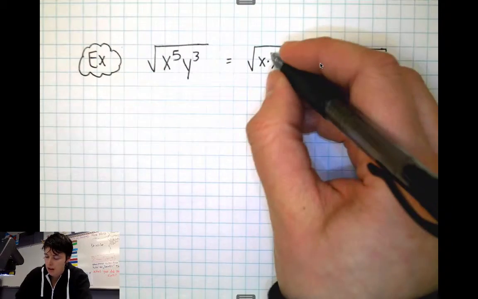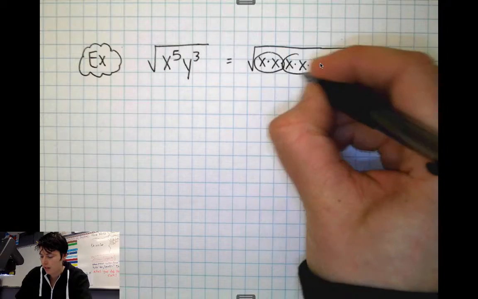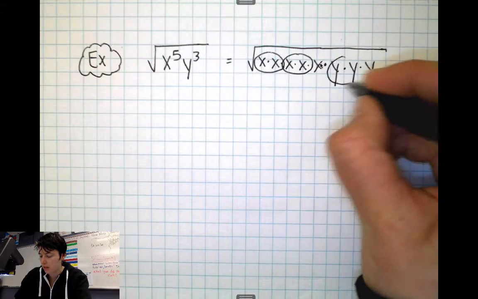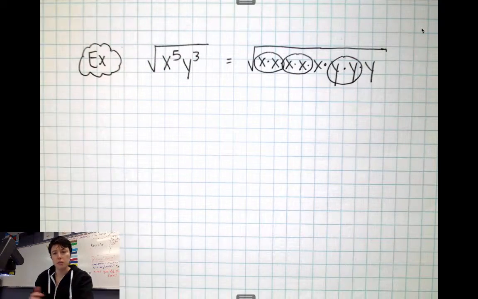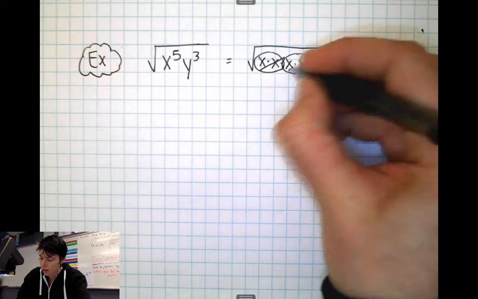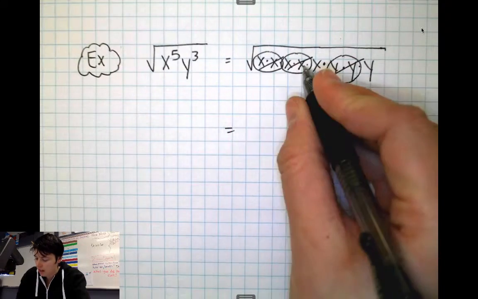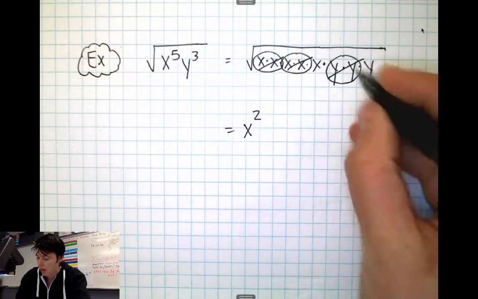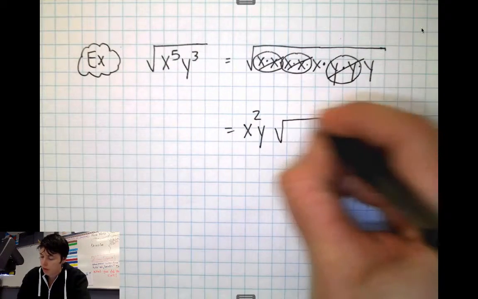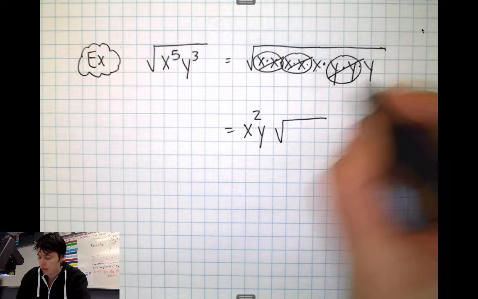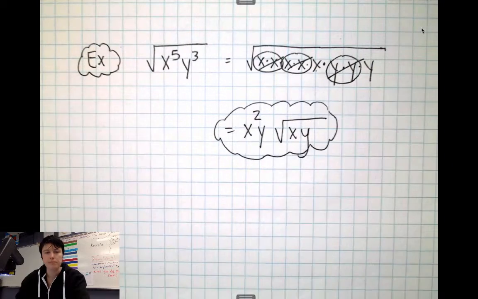Anytime there's a pair, it's a perfect square. I see a pair of x's there. I see a pair of x's there. I see a pair of y's. And when I look at this, I'm looking at this saying, okay, well, all the pairs can come out. They can be perfectly squared. So I have x and x, okay, that's x squared. And I have a pair of y's. But left inside the square root, I still have an x and a y. So it's x times y. And I'm left with this as my answer.